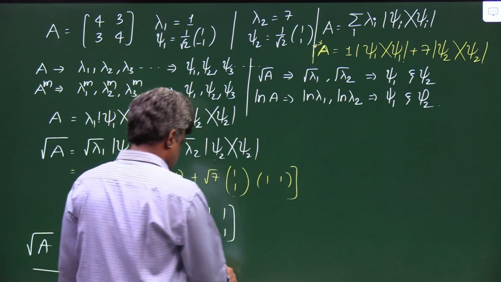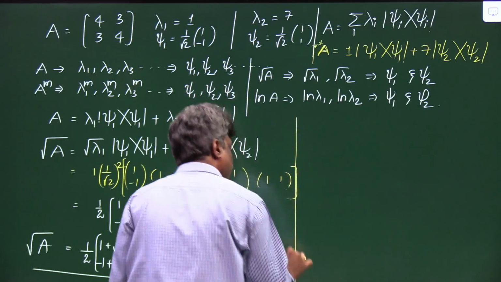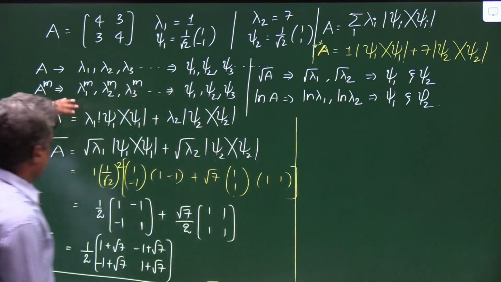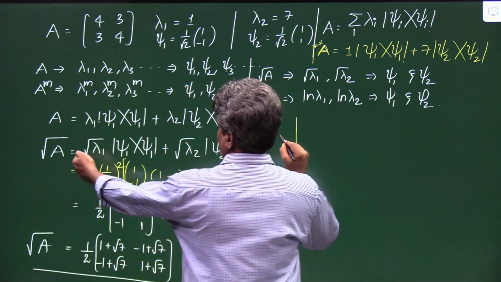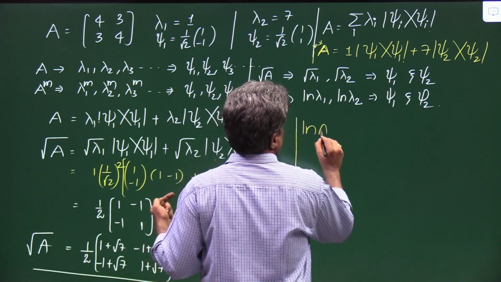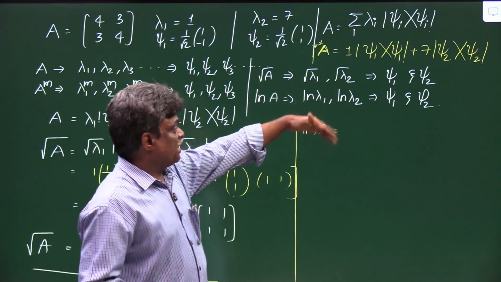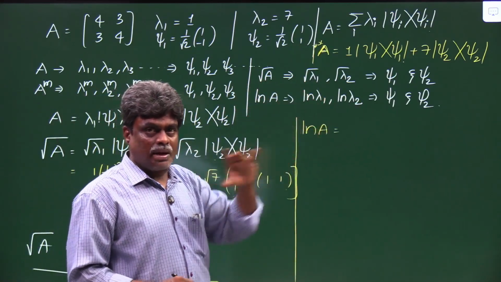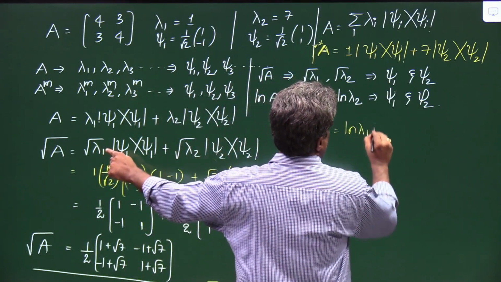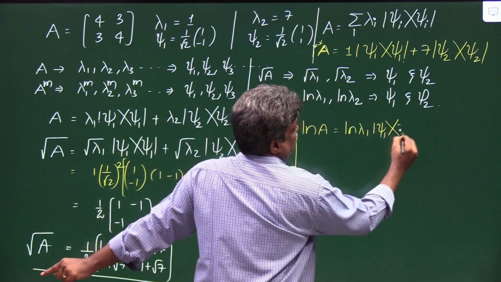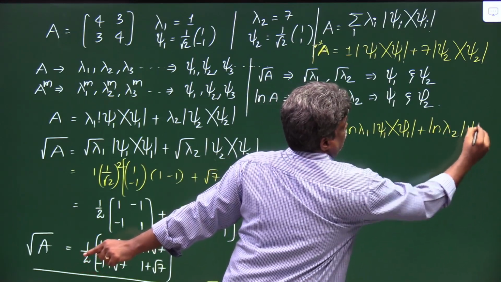So the next he is asking this one, logarithm. Okay, so I hope you understand. If you have any doubt, please contact. Okay, right. The next we want to write log A. So by taking the same rule, eigenvalues will be changed, but eigenvectors remain the same. So this is log lambda 1 outer product psi 1 eigenvector plus log lambda 2 psi 2.